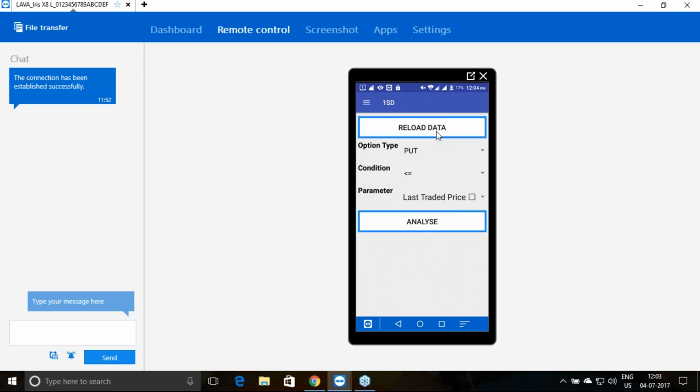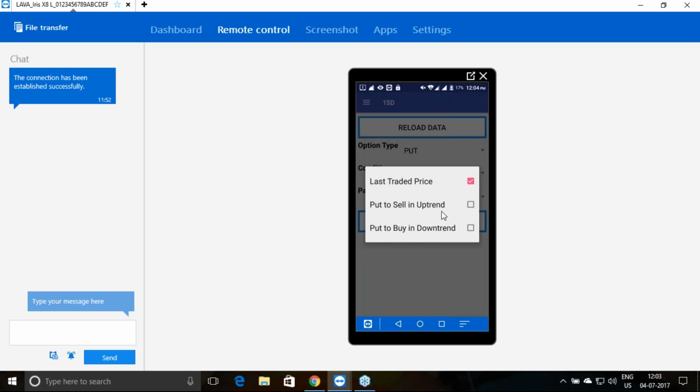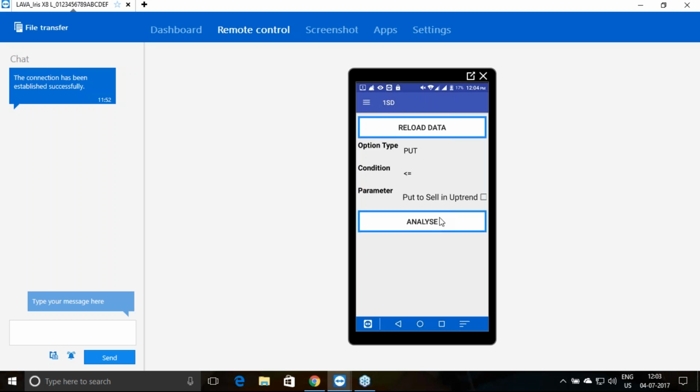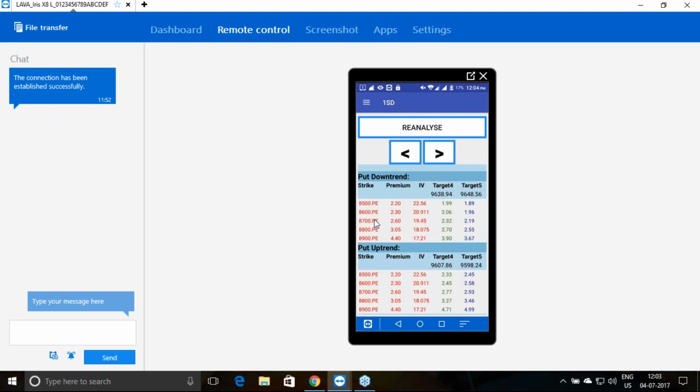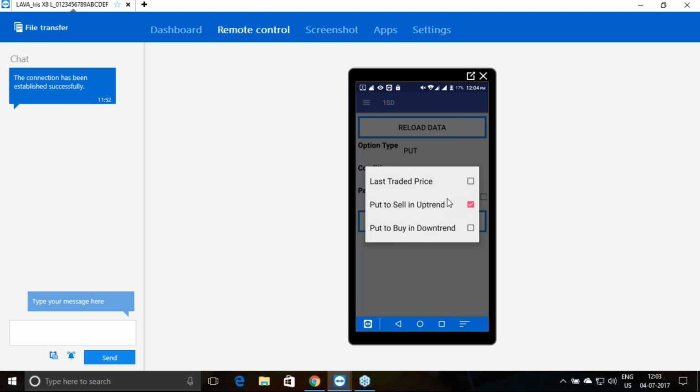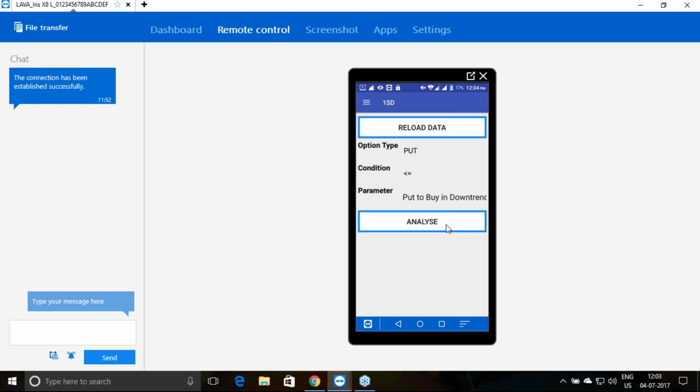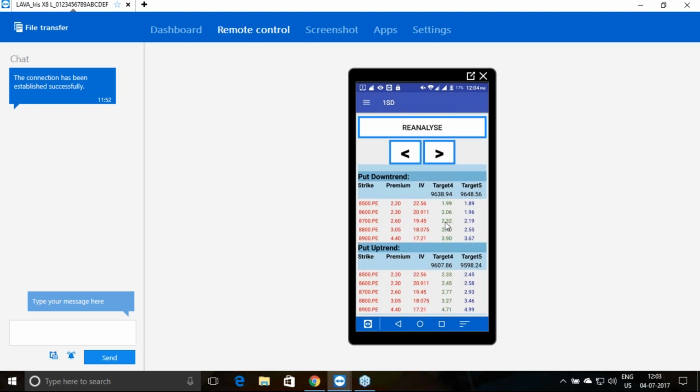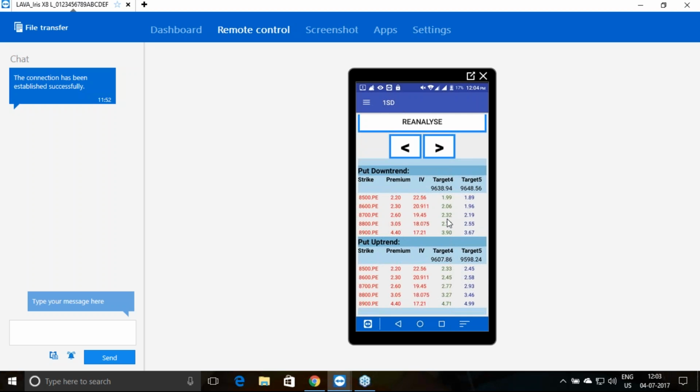And if you hit the reanalyze button, you will go again to the condition generator, where you can put puts to sell in the uptrend. So puts to sell in the uptrend it has given, and same way puts to buy in the uptrend also, downtrend also it will give you. These are the puts you can buy in the downtrend. So these are the things it is giving you.